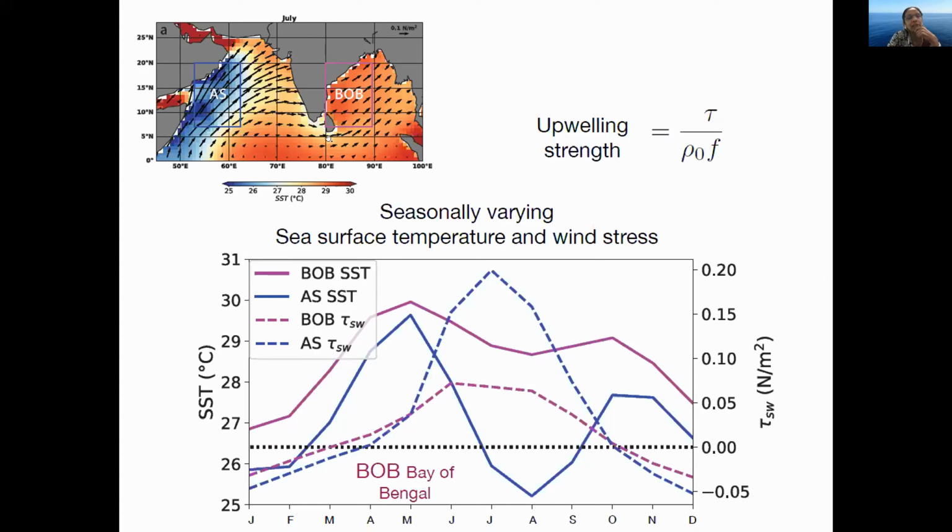The upwelling strength, as you know, depends on tau over rho f, where tau is the alongshore wind stress. So we started by looking at that wind stress. In magenta is the Bay of Bengal, and in blue the Arabian Sea. Wind stress is the dashed line, and the bold line is sea surface temperature. In the Arabian Sea, as the southwesterly wind stress develops during the southwest monsoon, you see that peak in the dashed line, and the SST drops because of coastal upwelling. The SST is very warm in April and May, but really drops off during the southwest monsoon. Whereas in the Bay of Bengal, the seasonal cycle drops a little bit, but it stays warm.